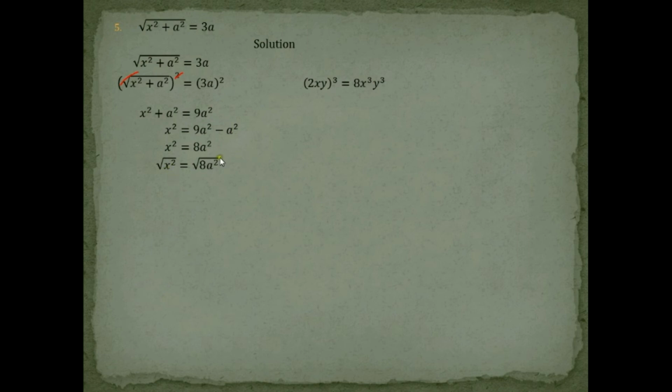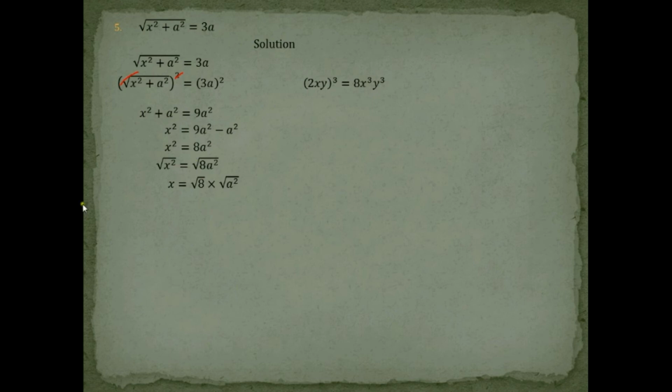Now also, you have to be very careful here. This root is applying to everything. Just the same principle being applied there will also be applied there. Why is it applying to everything? Because this 8 and a squared are multiplying themselves. So therefore I'm going to be having x equal to the square root of 8 times the square root of a squared. It's still the same thing, because the root goes for everything.